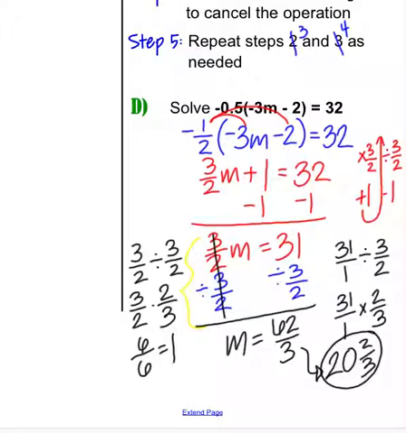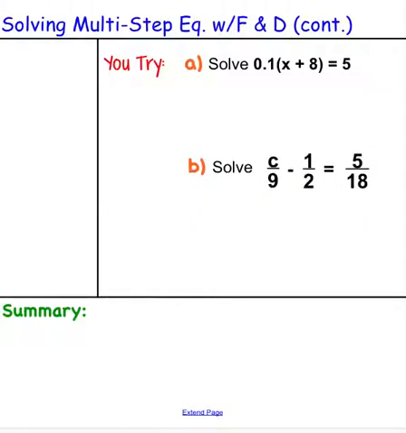and that would be your solution. So what you need to do now is go ahead and in your notes, try the A and the B, one with decimals, one with fractions, complete those and bring those to class tomorrow, and don't forget to write your summary.